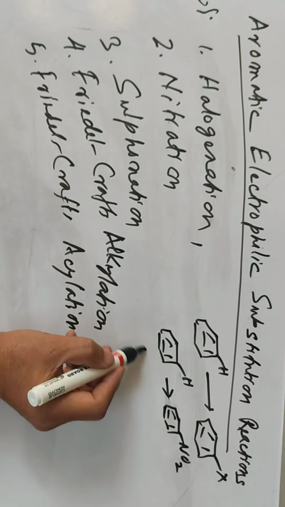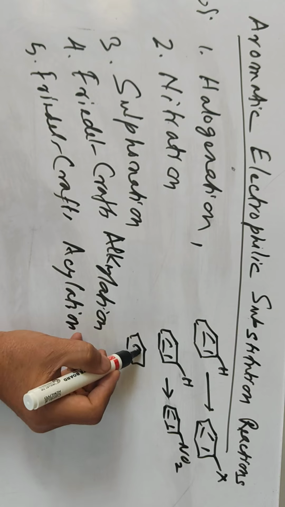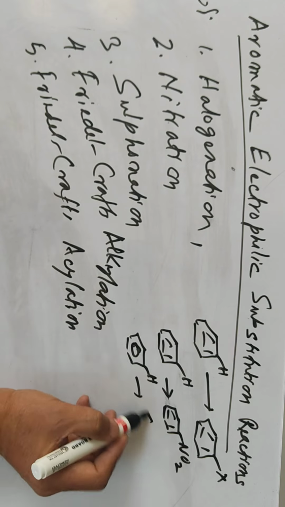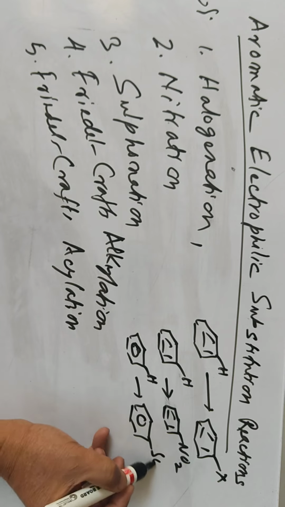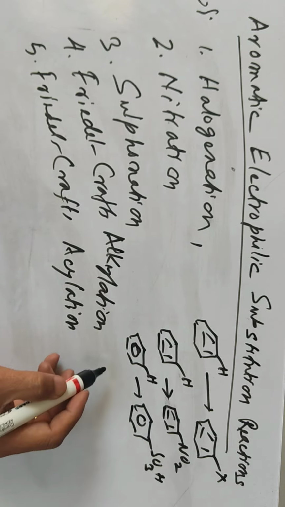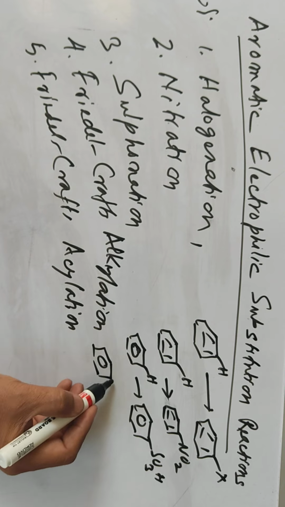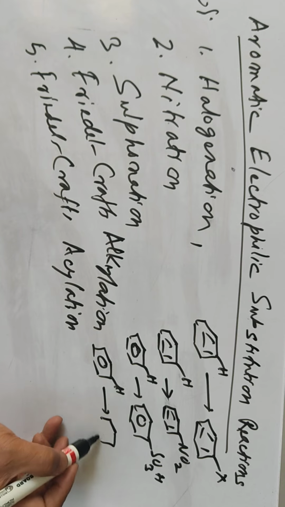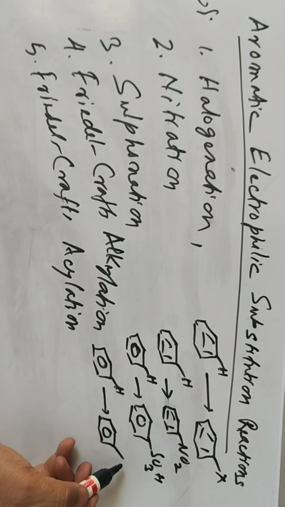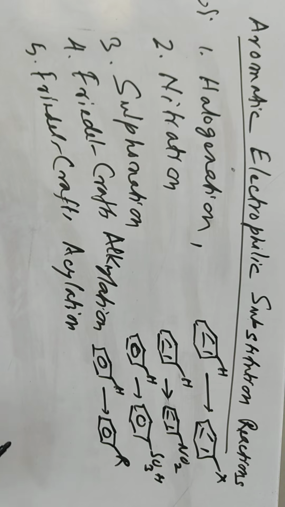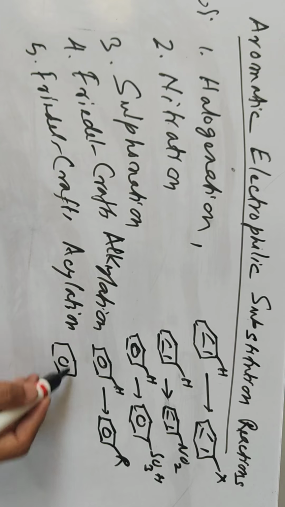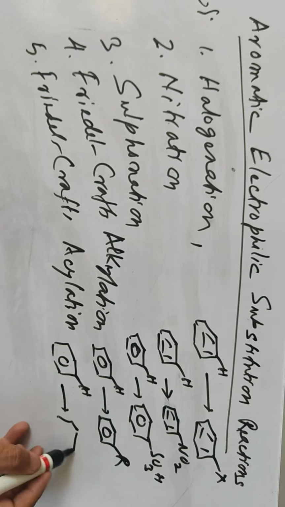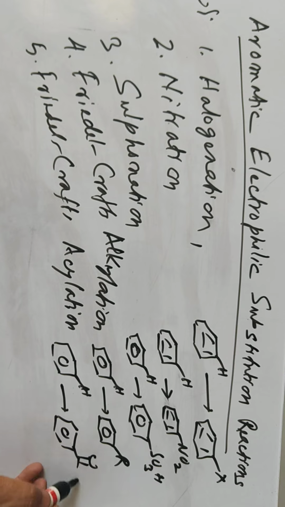And sulfonation, the sulfonic group, SO3H. Friedel-Crafts alkylation reacts with RX in the presence of a Lewis acid, and alkyl benzene, or arenes, are formed. In acylation, the hydrogen is replaced by acyl groups and forms a ketone, like this ketone. So this will be discussed one by one.